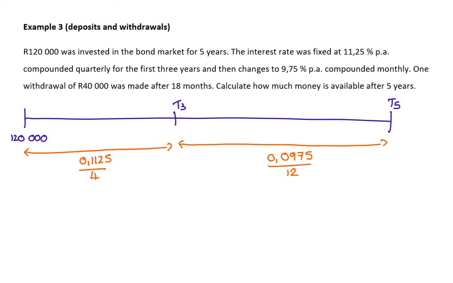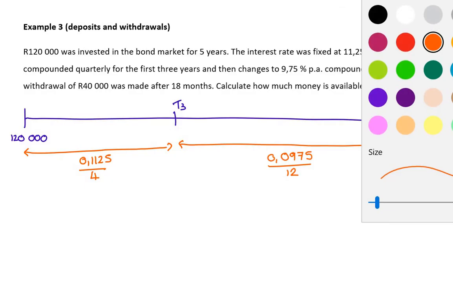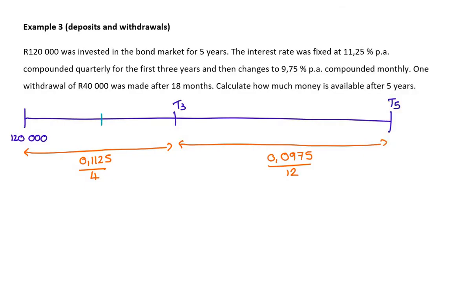One withdrawal of 40,000 Rand was made after 18 months. Now, I prefer to keep my time periods in years, because it always means years to me, and then I can figure out how many quarters in 1.5 years. So I definitely wouldn't write 18 months, because that interest rate is compounded quarterly. So how many quarters is 18 months? So I prefer to keep my time periods in years. Calculate how much money is available at the end of 5 years.